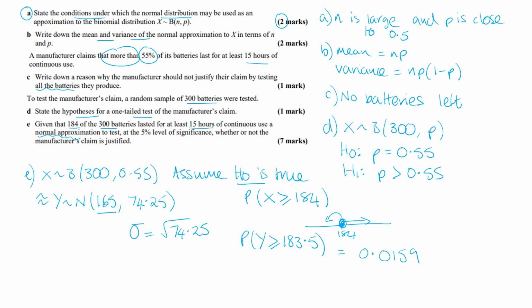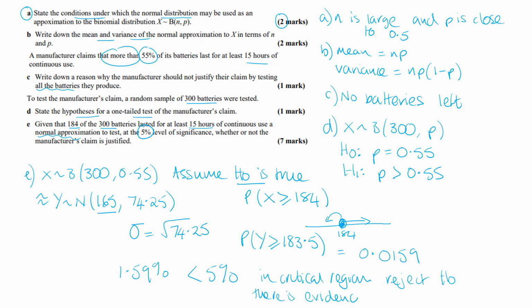0.0159. So looking at that as a percentage, it's 1.59%, which is less than the 5% significance level. So that's going to be in the critical region. That is telling us we can reject H0. There is evidence to support the manufacturer's claim.